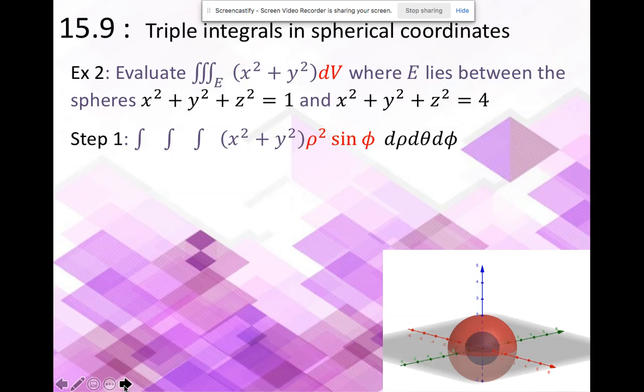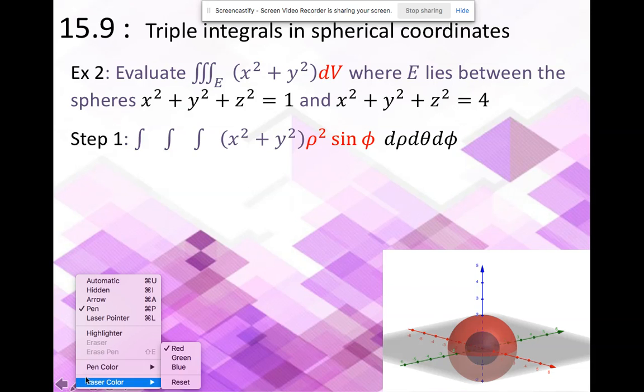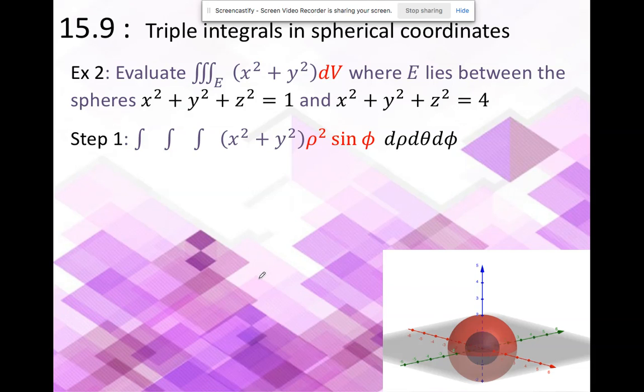Next one. Same thing. They want me to evaluate. They give me an integrand that is not just one, so I'm not dealing with just a 3D volume. And this time they're telling me the space they want lies between two spheres. So since I'm between two spheres of radius 1 and radius 2, right? What's your top minus your bottom?